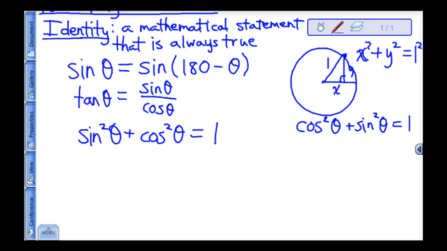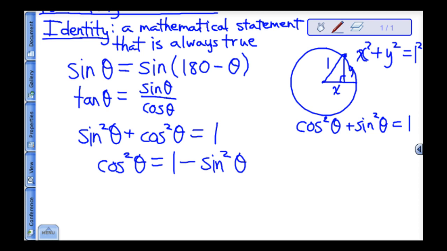And that identity can be rearranged in lots of different ways in order to come up with other identities. So I could, for example, subtract sine squared from both sides and get cosine squared theta equals 1 minus sine squared theta. You can do that in a lot of different ways, and your textbook lists them all if you want to go and look at that. So that's the one part of this chapter.